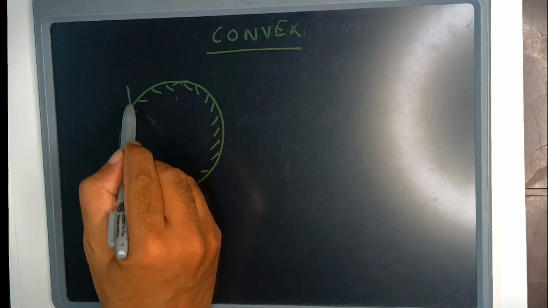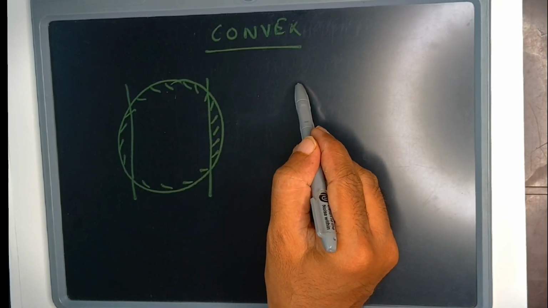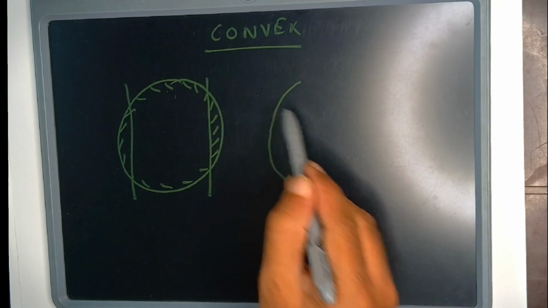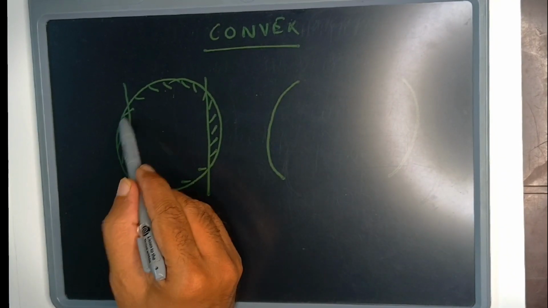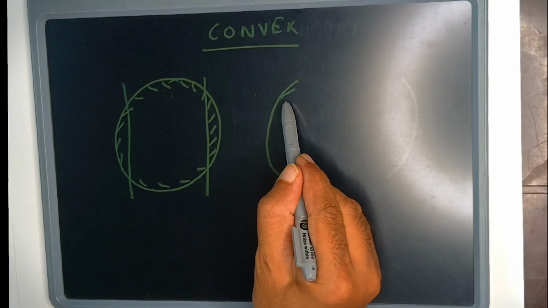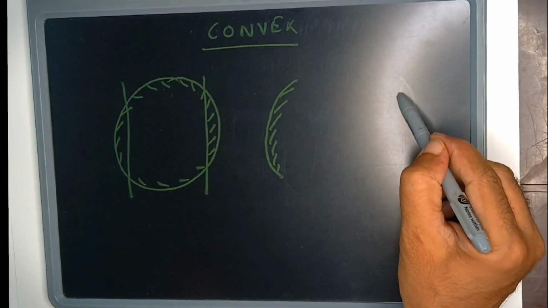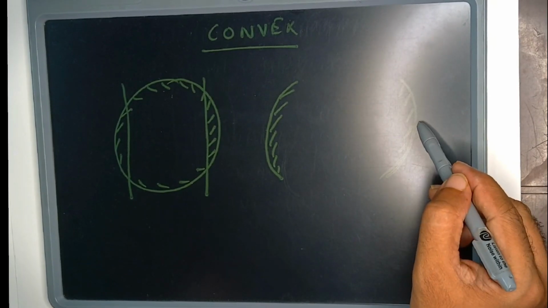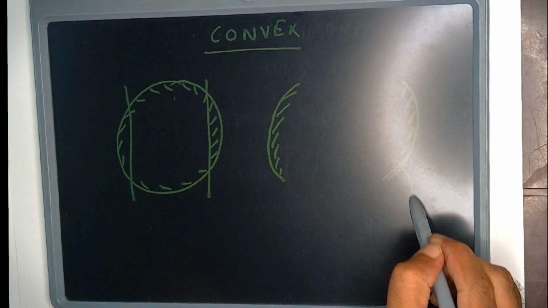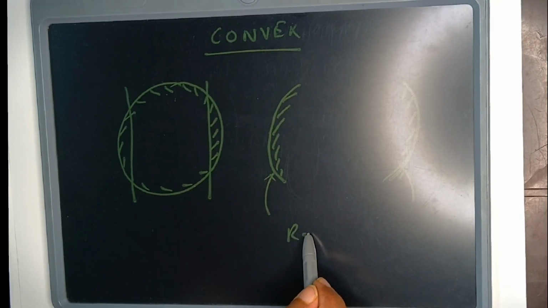Now if I cut two parts, then I have two pieces of mirrors. One piece is like this and the other piece is like this. And if you see, the polished surface is on the inner side. This is the inner side. And this is the reflecting surface.